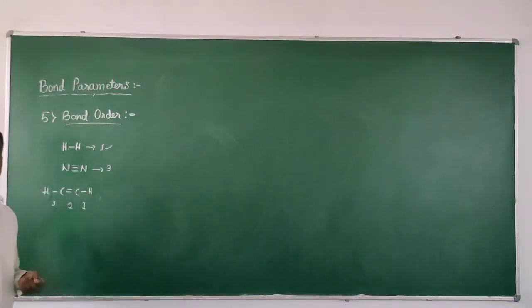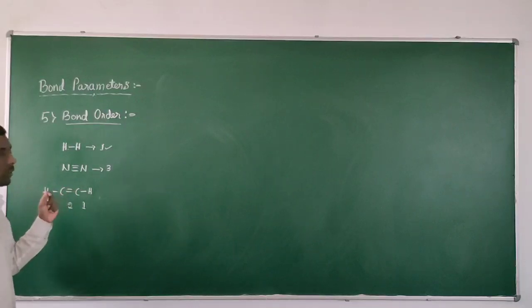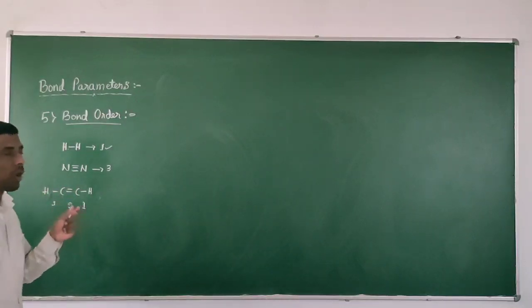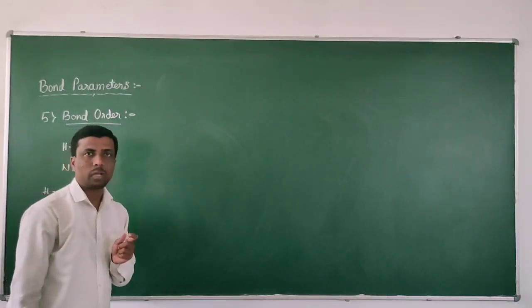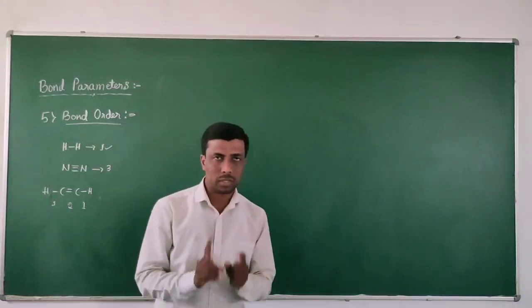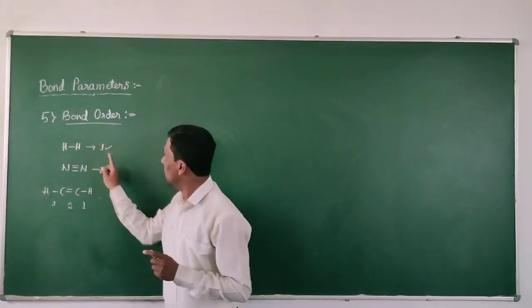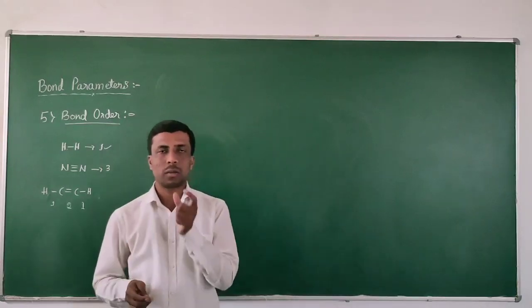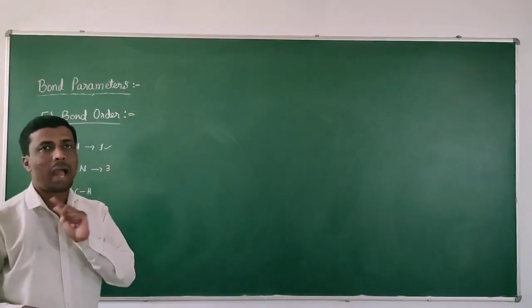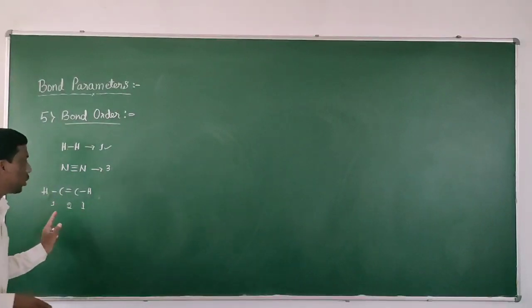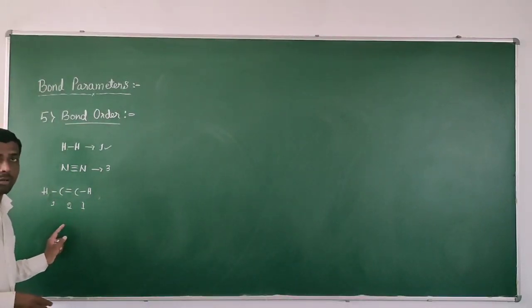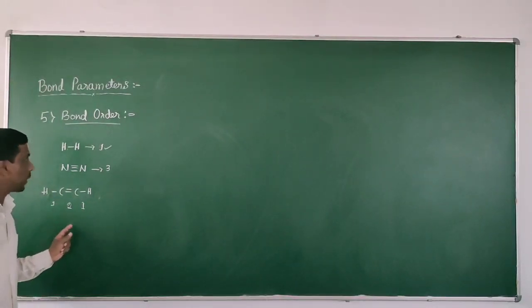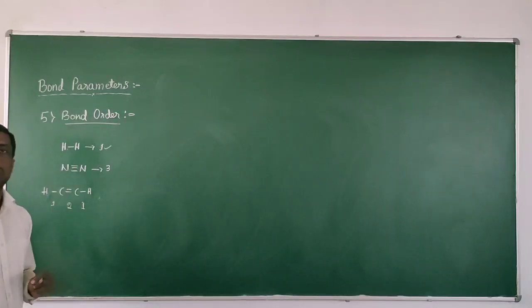And what bond order is, you must have already understood. What is bond order? The number of bonds present between two particular atoms in a molecule is called bond order.